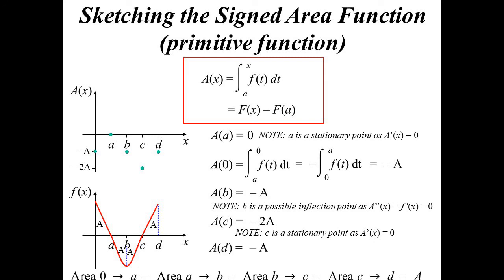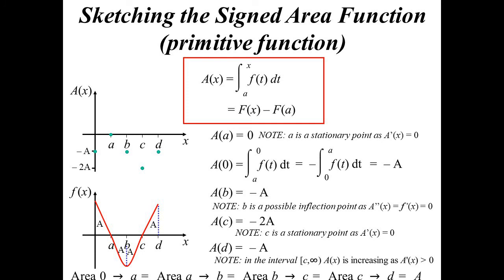And area D, so what's D? D is going from A to D. So I've got negative A, another negative A, but now I've got a positive A. All up, I've got negative A. So let's plot that one in.